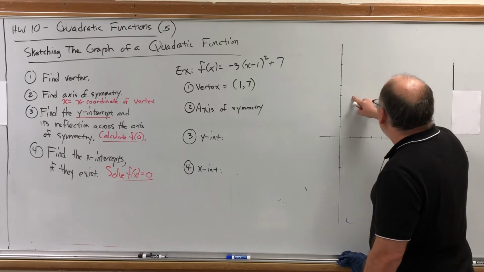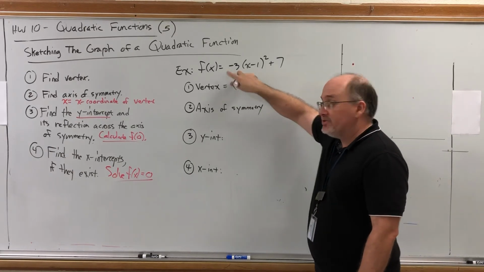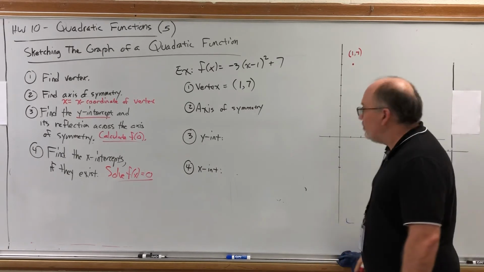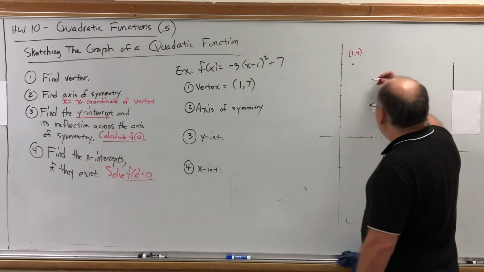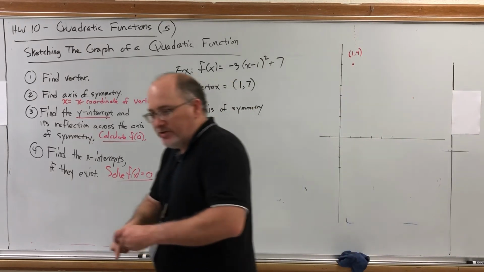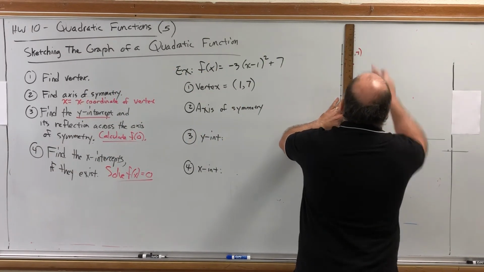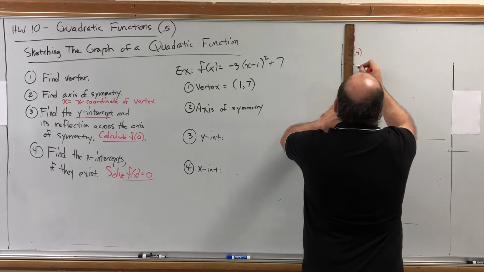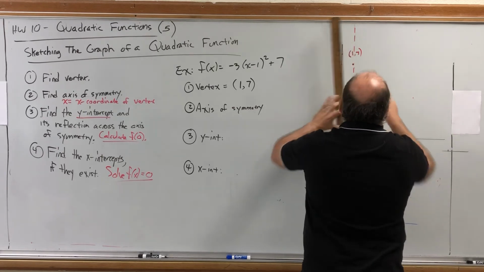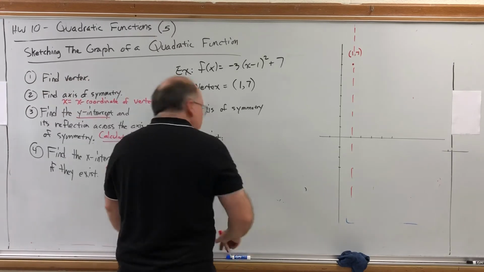So 1, 2, 3, 4, 5, 6, 7. And again, this parabola will be upside down because the a is negative. I say upside down, who's to say which is which? It opens downward. And I can also set up the axis of symmetry by dropping a vertical line. I got a straight edge, why don't I use it? By dropping a vertical line right through the vertex. Done better jobs, but I've done worse. So our axis of symmetry is going to be x equals 1.